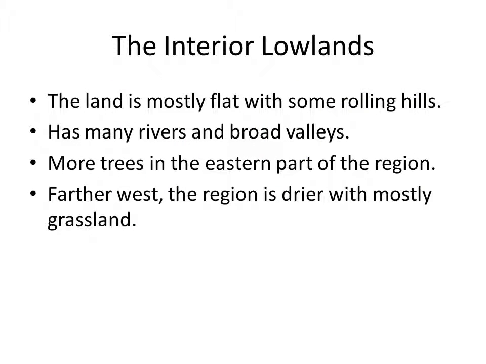Alright, the next region, and we're going to just go through the regions in this slide and really describe them for you. This is what this section is all about. So the next region is the interior lowlands. This land is mostly flat with some rolling hills. It has many rivers and broad valleys. More trees in the eastern part of the region, and farther west the region is drier with mostly grassland.